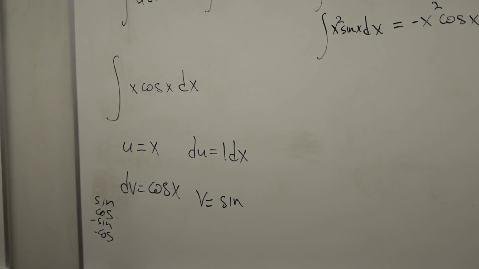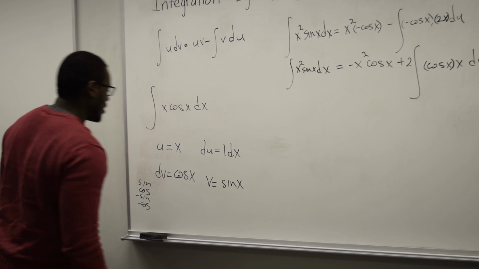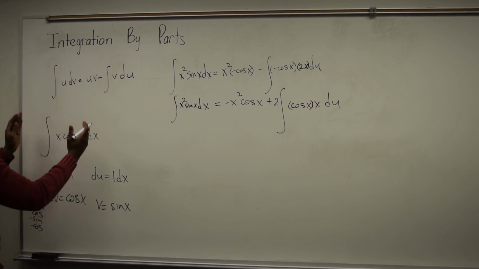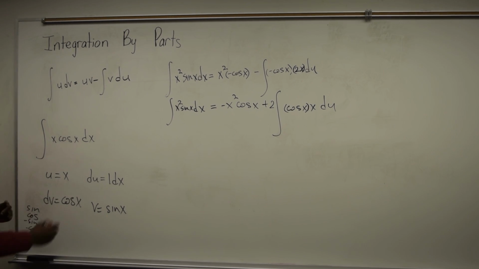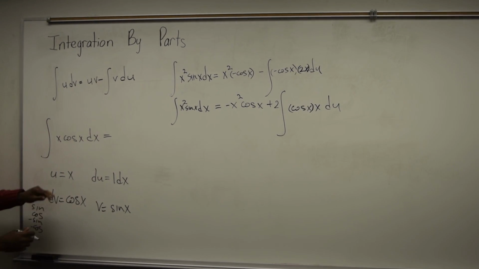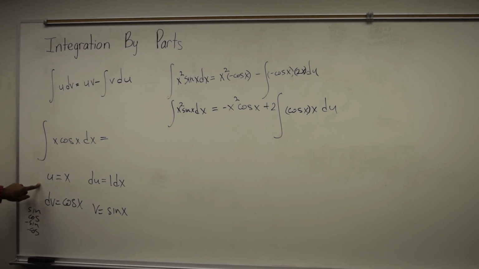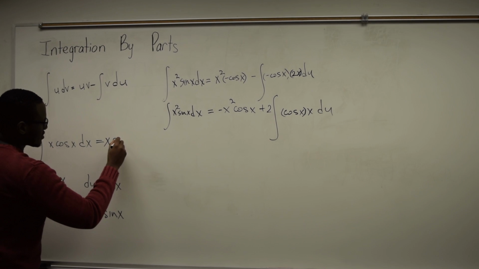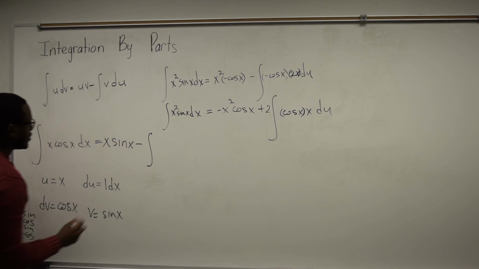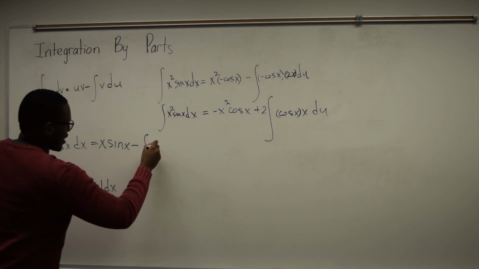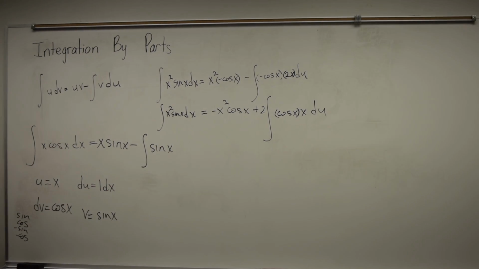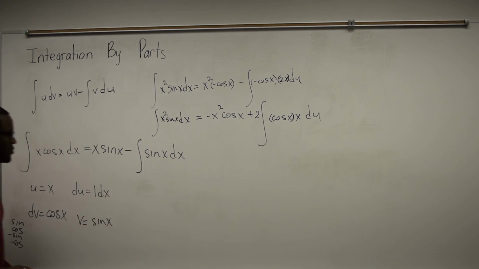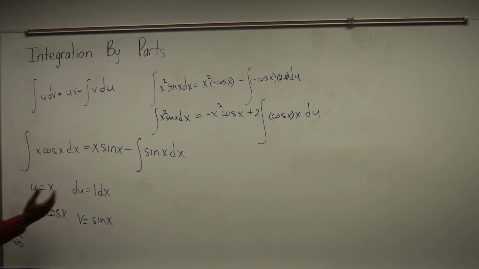Okay. Sine of x. So now I'm going to use the same formula for integration by parts to evaluate this section and put it into a new form. So now, just plugging and chugging what I just solved out, I have u, x, times v, sine of x, minus the integral of v, sine of x, times du, which would just be 1 dx. And now you have this expression.